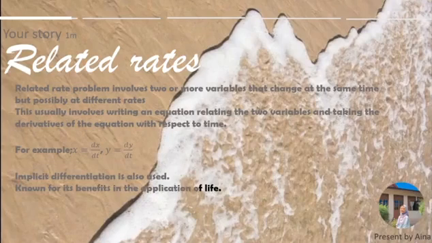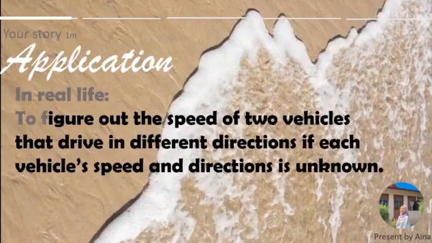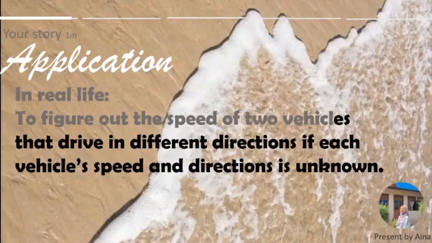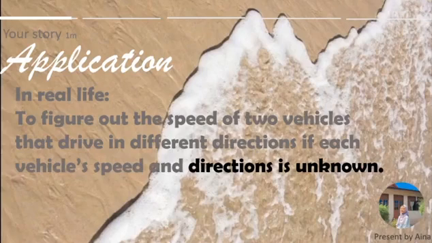Now, a related rate in the application of real life is to figure out the speed of 2 vehicles that drive in different directions if each vehicle's speed and direction is unknown.